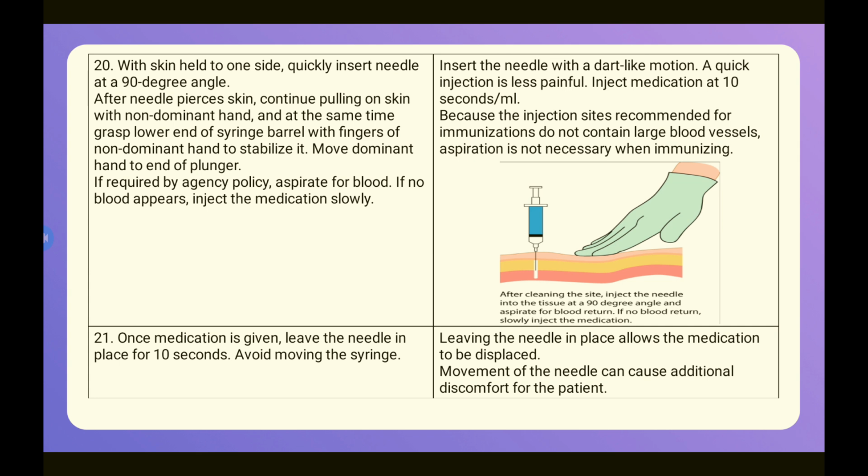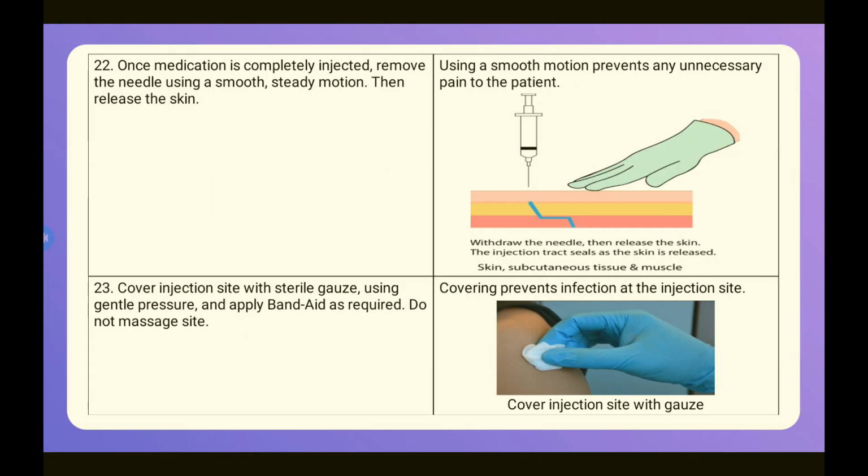Number 21. Once the medication is given, leave the needle in place for 10 seconds and avoid moving the syringe. The rationale for this is that leaving the needle in place allows the medication to be dispersed. Movement of the needle can cause additional discomfort for the patient. Number 22. Once the medication is completely injected, remove the needle using a smooth, steady motion, then release the skin. Using a smooth motion prevents any unnecessary pain to the patient. Withdraw the needle, then release the skin. The injection tract seals as the skin is released.